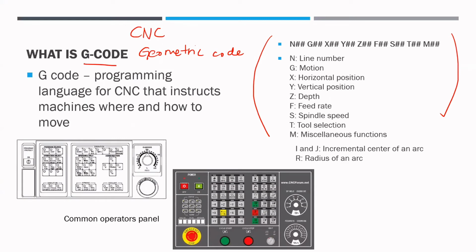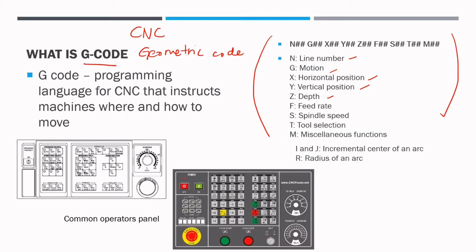For example, N refers to a line number, G refers to motion, X refers to horizontal position, Y refers to vertical position, Z is depth, F is feed rate, S is spindle speed, T refers to tool selection, M refers to miscellaneous function, I and J refer to the incremental center of an arc, and R refers to the radius of an arc.